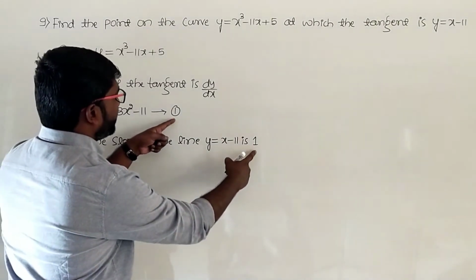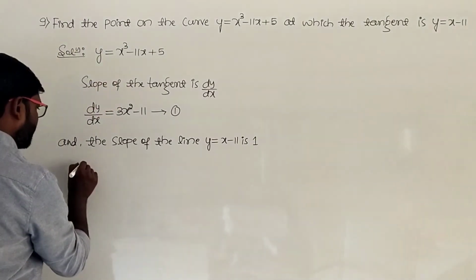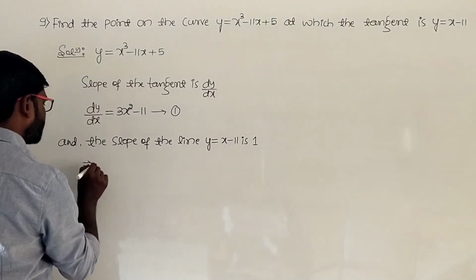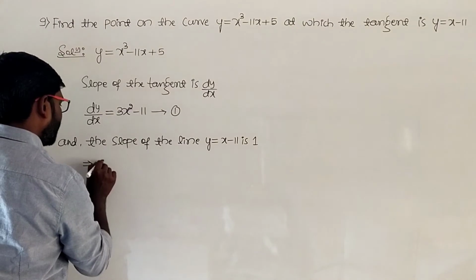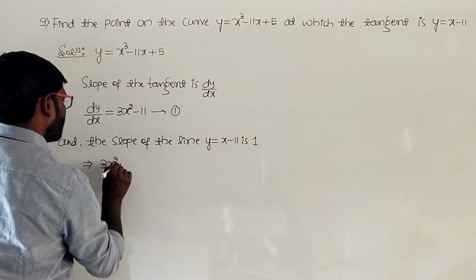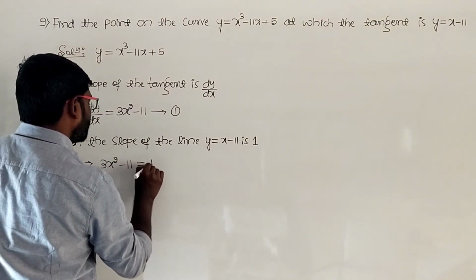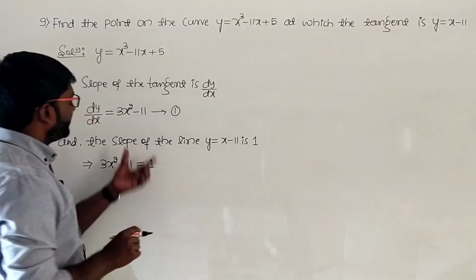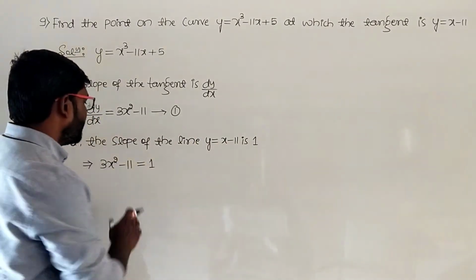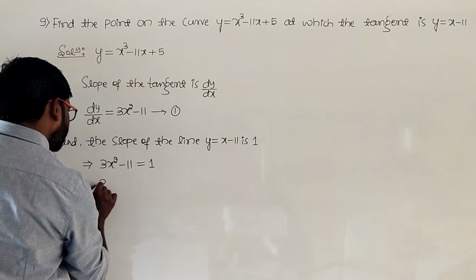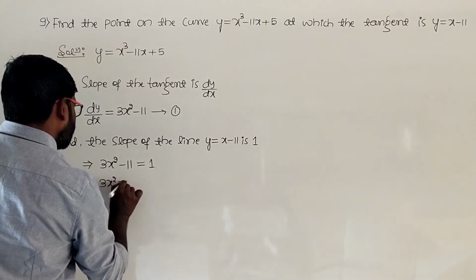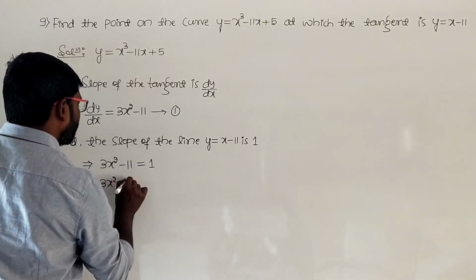Now we will have to equate these two. This implies 3x square minus 11 is equal to 1. I am equating the slopes. Now take minus 11 to the RHS. 3x square is equal to minus 11 plus 1, which is 12.